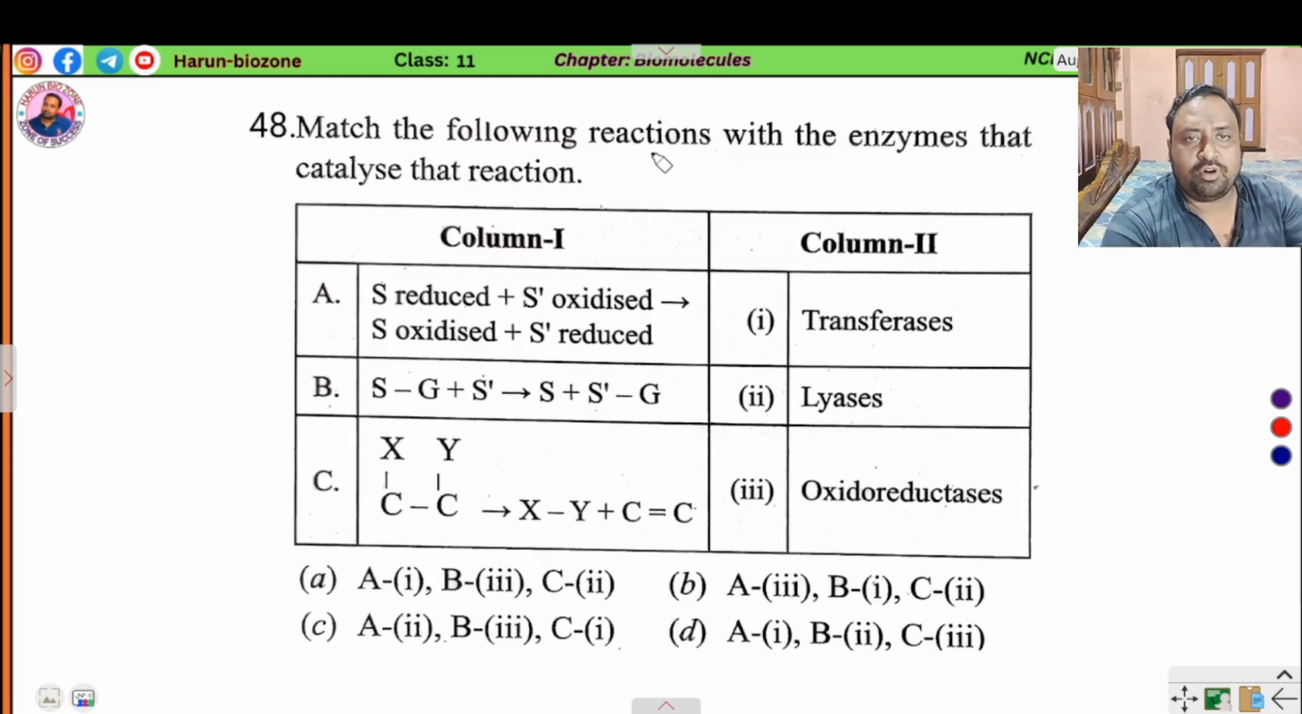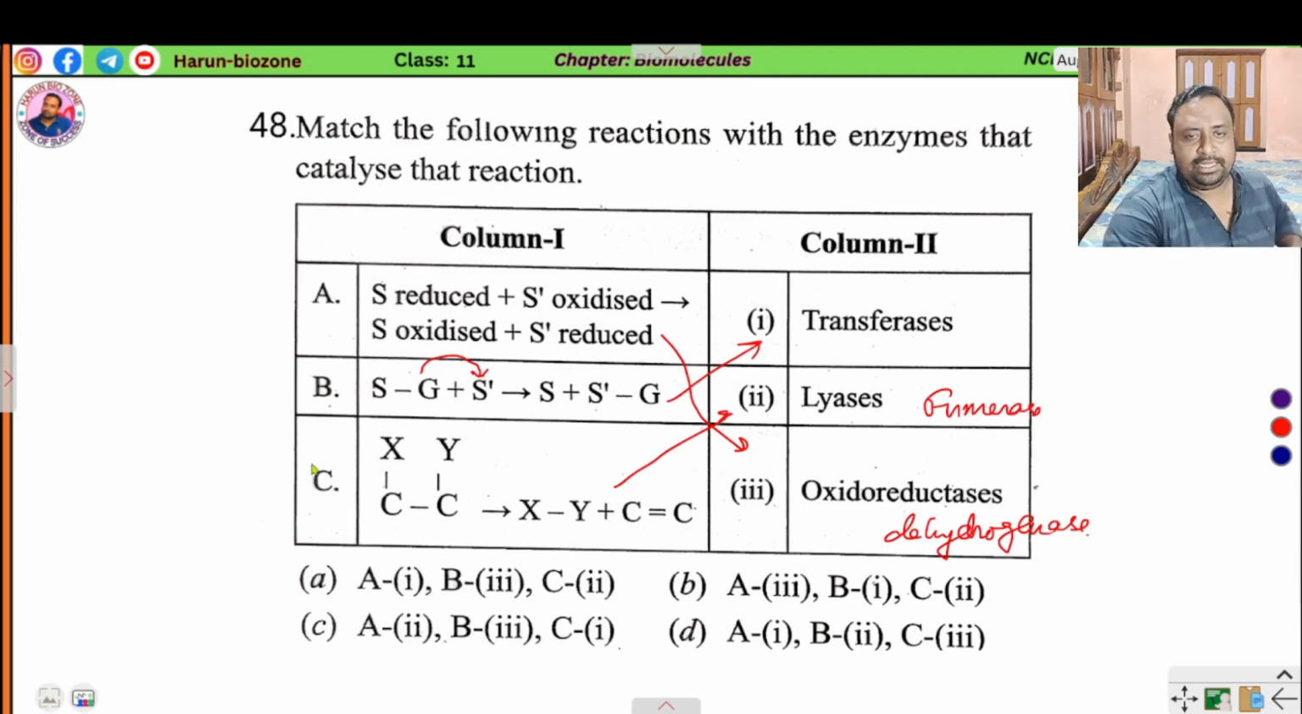48. Match the following reaction with the enzyme that catalyzes the reaction. S reduced, S oxidized. Reduction and oxidation both occur, that is oxidoreductase, for example dehydrogenase. Then transfer of a functional group from here to here, that is transferase. XY, here the bond is broken down and a number of products form, for example fumarase. So here A is 3, B1, C2. B is the correct option.